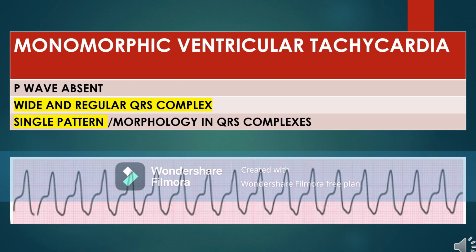Monomorphic ventricular tachycardia. Here you can see P wave is absent, wide and regular QRS complexes. Single pattern or uniform pattern or morphology in all QRS complexes you can see. So the key features are wide and regular QRS complex with a single pattern in monomorphic ventricular tachycardia.